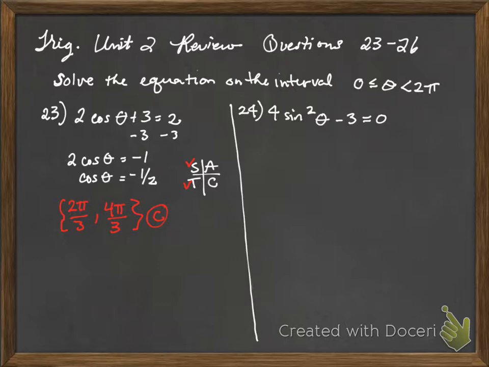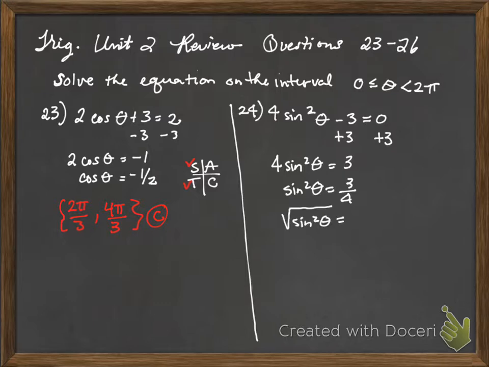So let's look at 24 together. 24 states that we have 4 sine squared theta minus 3 equals 0. So the first thing I'm going to do is add 3 to both sides, and I'm left with 4 sine squared theta equals 3. The next thing I want to do is divide both sides by 4, and when I do that I get sine squared theta equals 3/4. Now I want to take the square root of both sides. And remember, when you use the square root property, you get a plus or minus. So that's why I have the plus or minus radical 3 over 4.